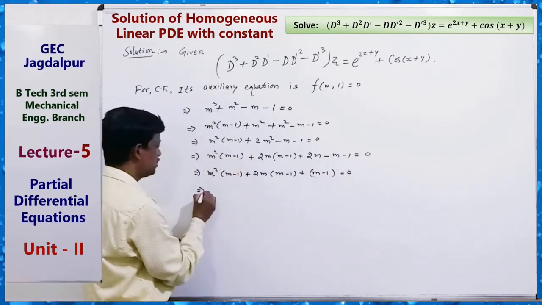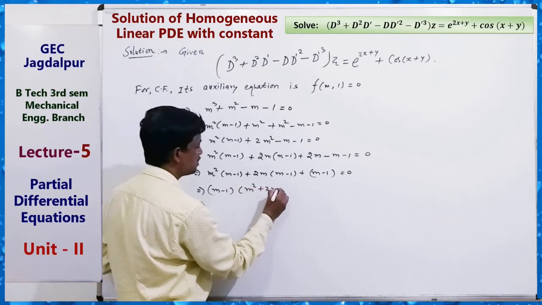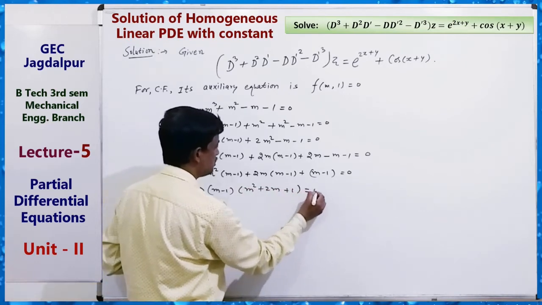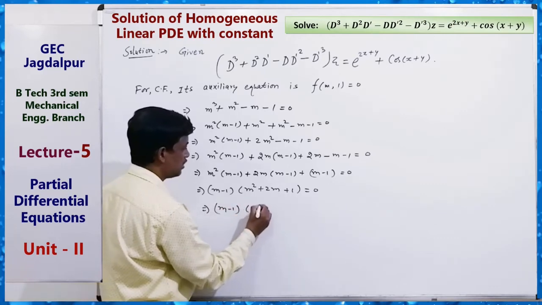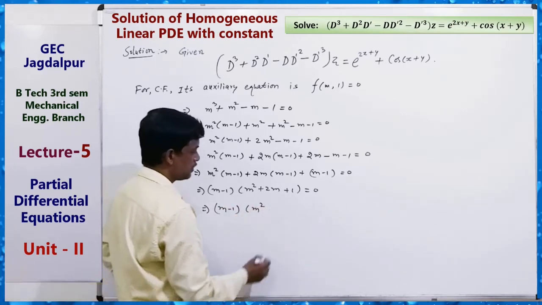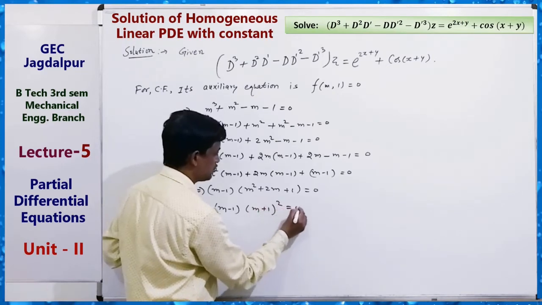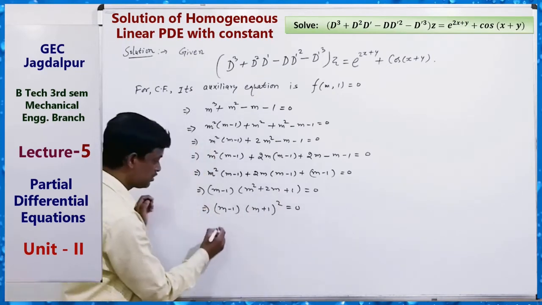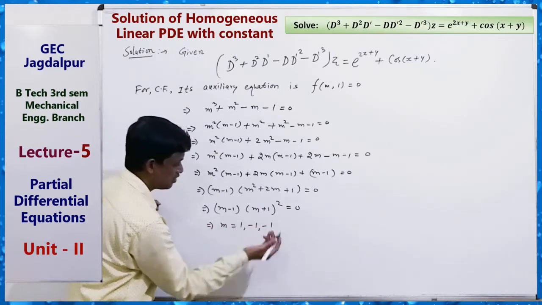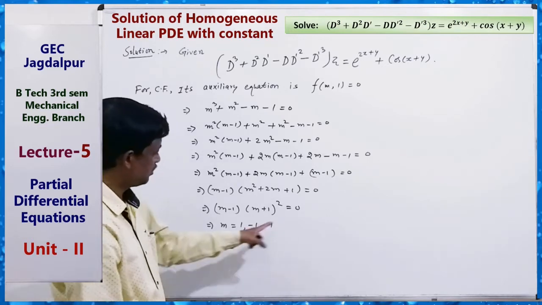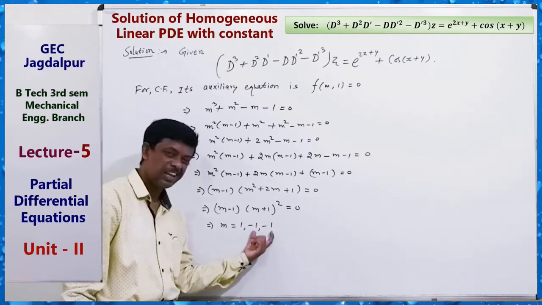So m − 1 is common, then we get m² + 2m + 1 = 0. That is (m − 1)(m + 1)², this is (m + 1) whole square. So we get m = 1, −1, −1. So we are getting 3 roots, out of which 2 are equal.